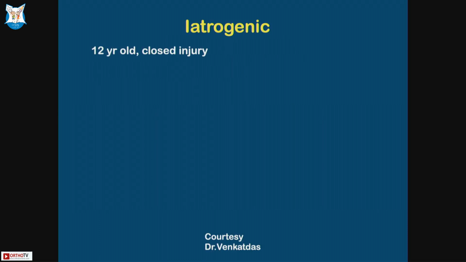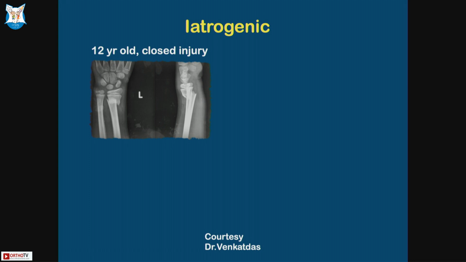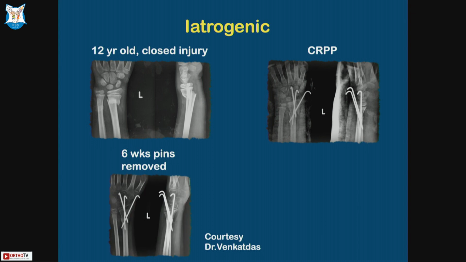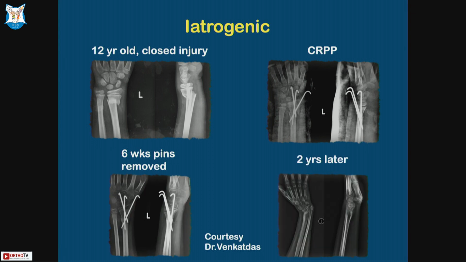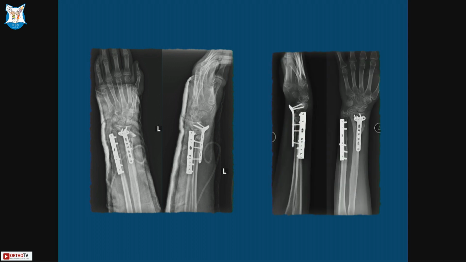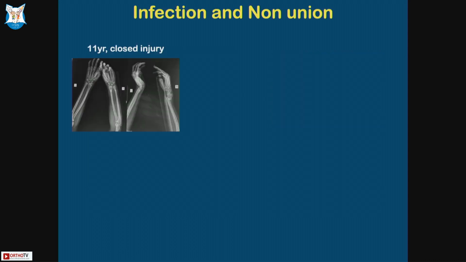Iatrogenic, this is from Dr. Venkatadass. A 12-year-old with a closed injury had a closed reduction and percutaneous pinning with 3 pins. Remember I said that 1 pin is usually enough in most of these cases. 6 weeks later, the pins were removed, and then 2 years later, you can see this deformity. That had to be revised in a very similar fashion to what I had done, and that child had a good result eventually.